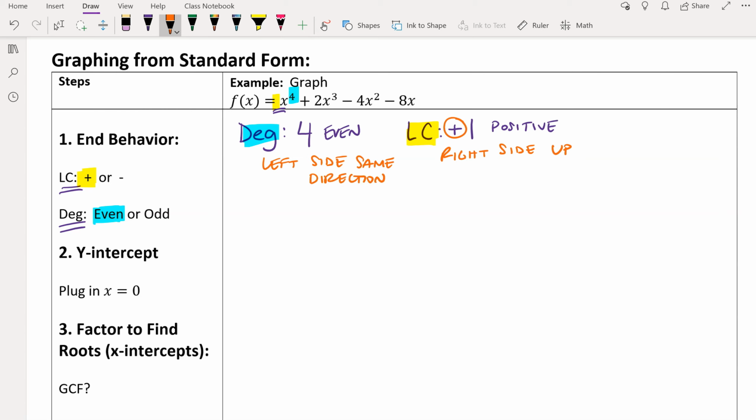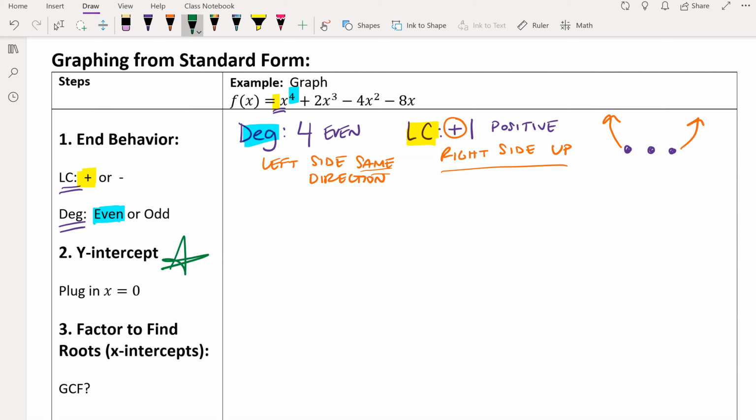Odd means opposite. Okay, so the first thing we're going to do is draw what our ends are going to look like. So I'm going to do that over here in the middle. We don't know what's going on in the middle, but that's what we're going to figure out, and we'll graph the whole thing. But we know that our right side is going up, and we know that our left side is going the same direction, so also up.